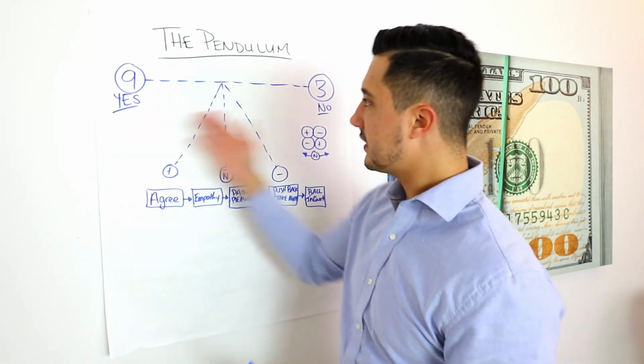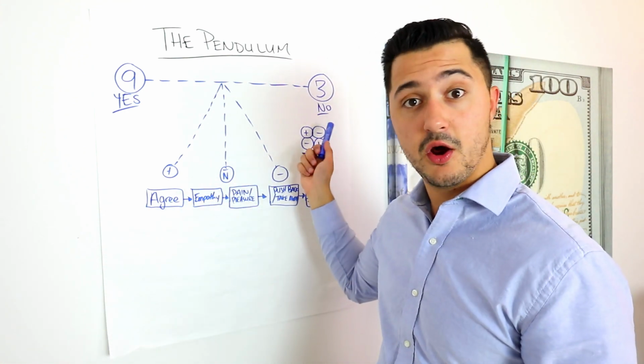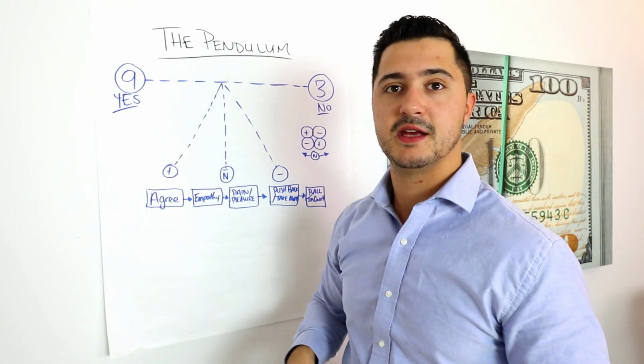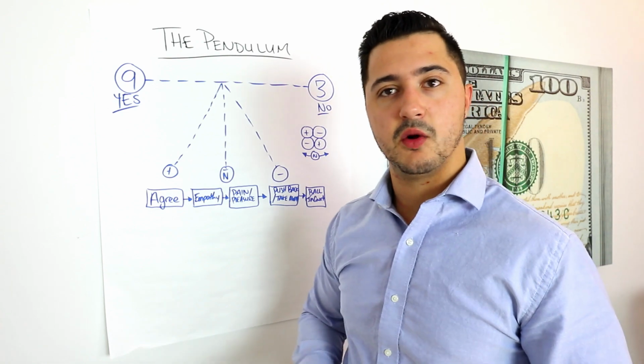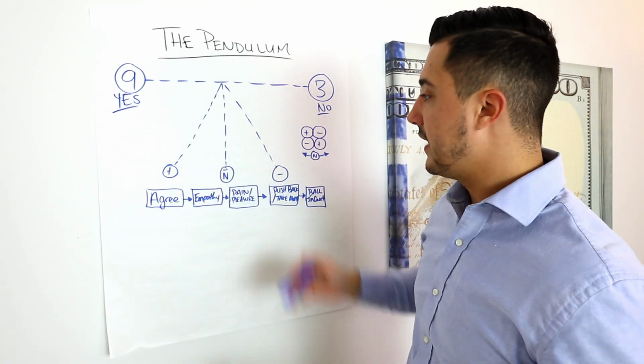And so here, if you look at the hands on a clock, 3 o'clock is a no, and 9 o'clock is a yes. So you can see it's basically a 180 degree angle that you're taking a prospect through. And they could either be neutral, positive, or negative.